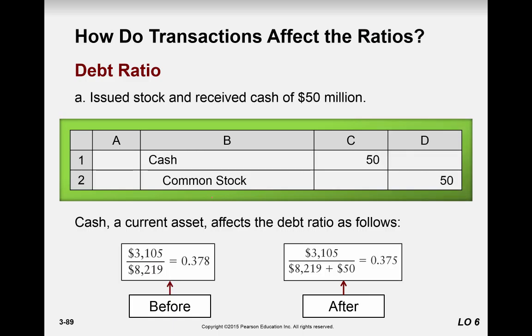Now, for a debt ratio, when we issue stock, right, we have our total numbers, when we actually issue the common stock, then our ratio goes down slightly, as you can see.